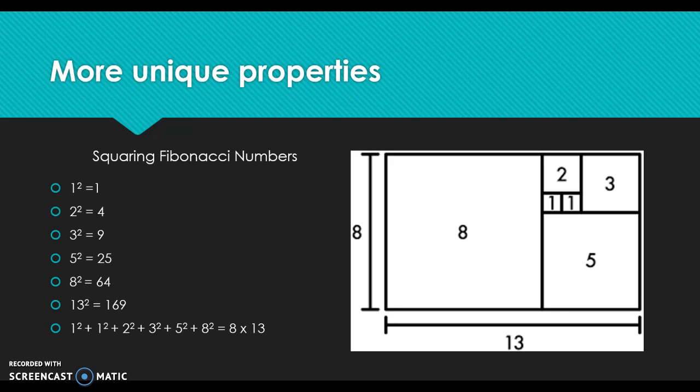And another way to explain it is if we visualize them with boxes. So in the picture on the slide, there are boxes with areas in them. The one that has 8 is 8 squared, 5, 5 squared, and so on. But another way to find the area of a rectangle is width times height. And so here you can see that the height is 8 and the width is 13, which equals 8 times 13. But also you can see that the area is 8 squared plus 5 squared plus 3 squared plus 2 squared plus 1 squared plus 1 squared.